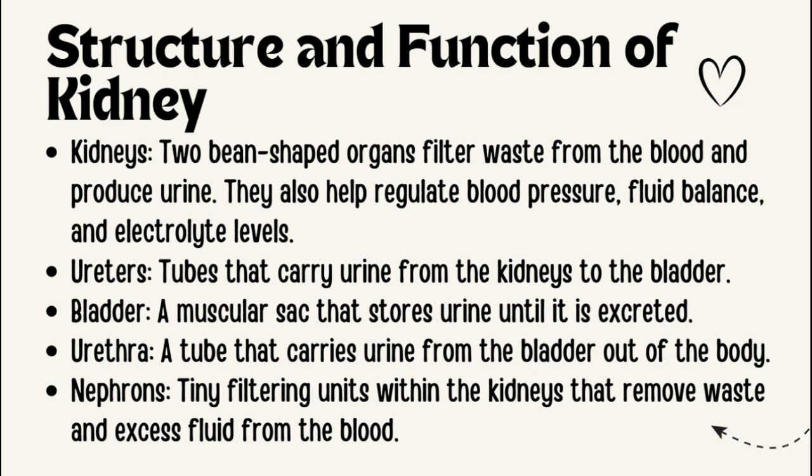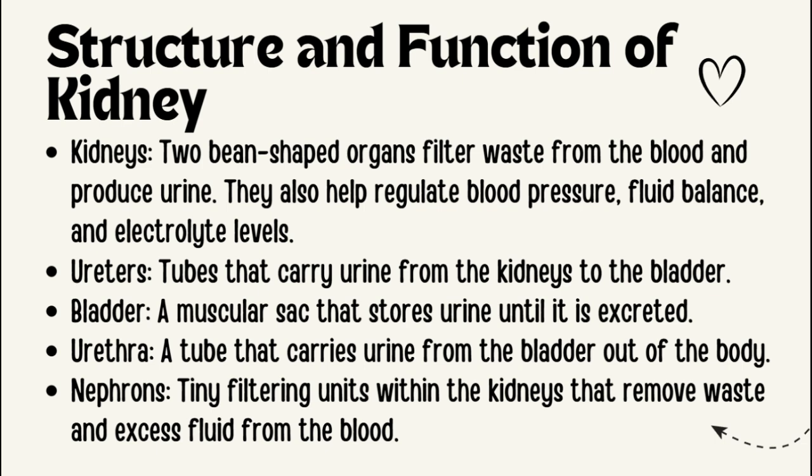And now within the kidneys we do have some structures which are nephrons. Nephrons are tiny filtering units within the kidneys that remove waste and excess fluid from the blood. So that's the main thing with the kidney. You have to know about the nephrons which are inside of the kidney, since they're the ones that actually do the filtering in order to remove the waste. It's not just the kidney that removes waste all by itself, it's the nephrons within it that are actually removing the waste and the excess fluid from the blood.